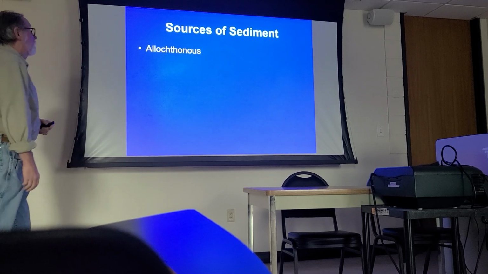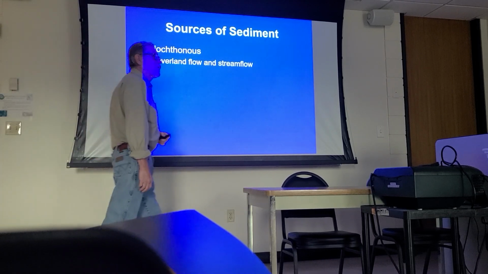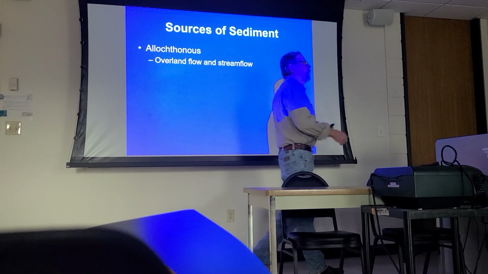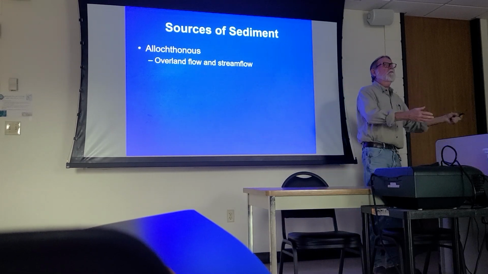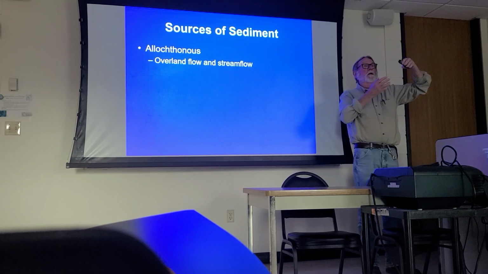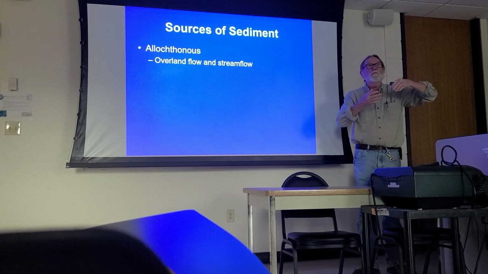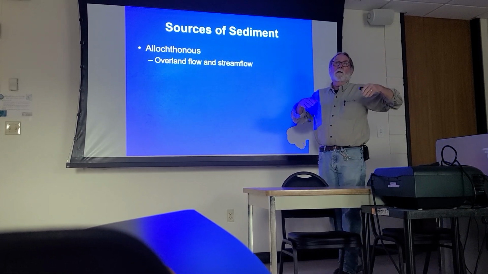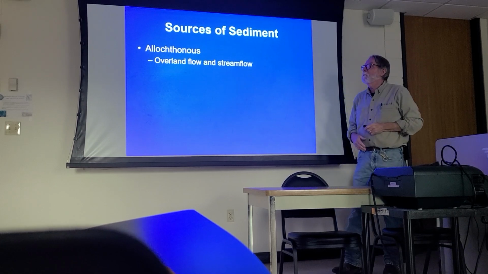Allochthonous sources then, overland flow or stream flow. I talked about how you go to a lake or pond, they silt in from the upper end. Okay, because that allochthonous silt is coming in, it hits the lake water, change in velocity causes a drop, and they tend to silt in from the upper end.